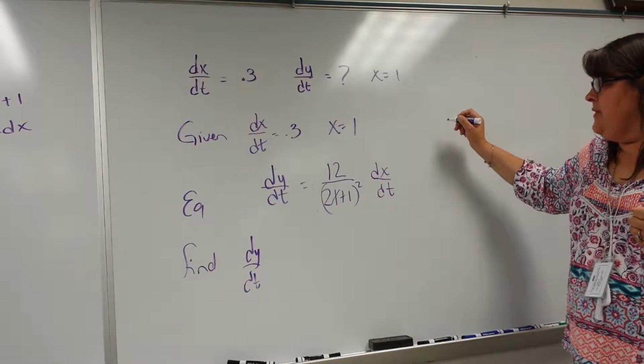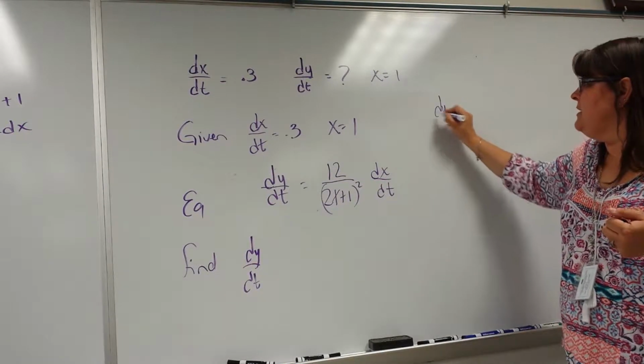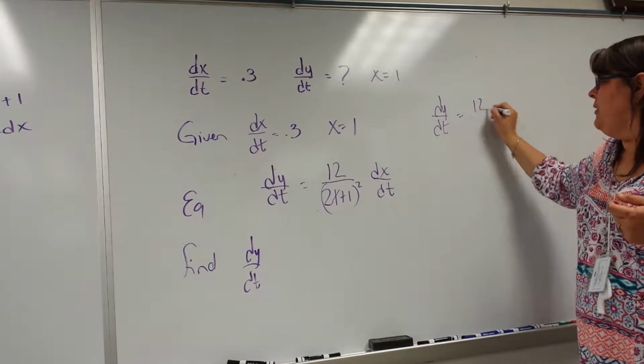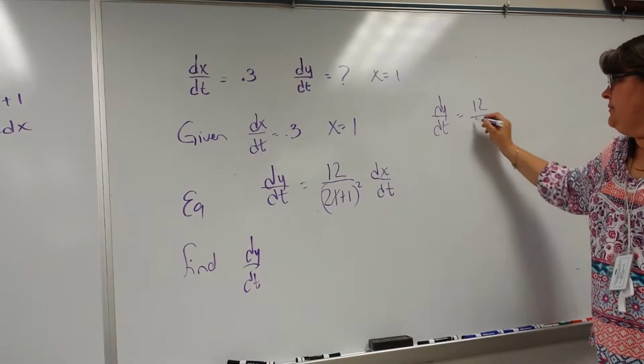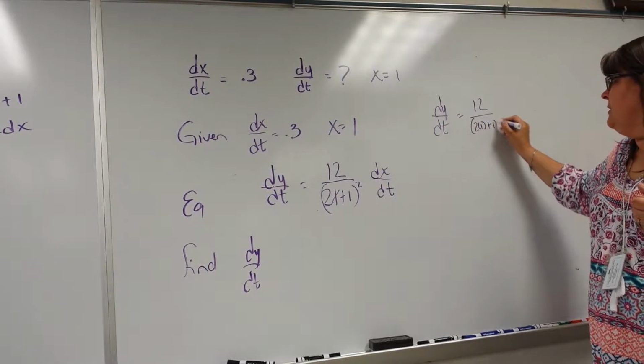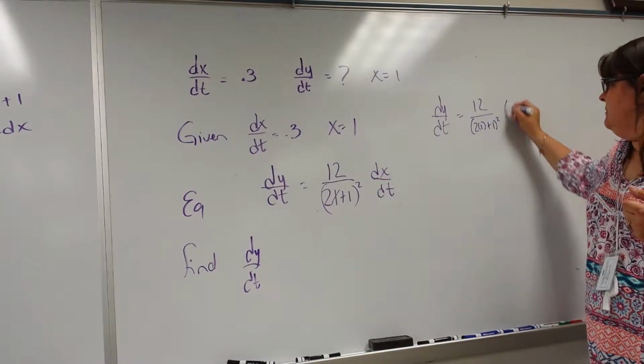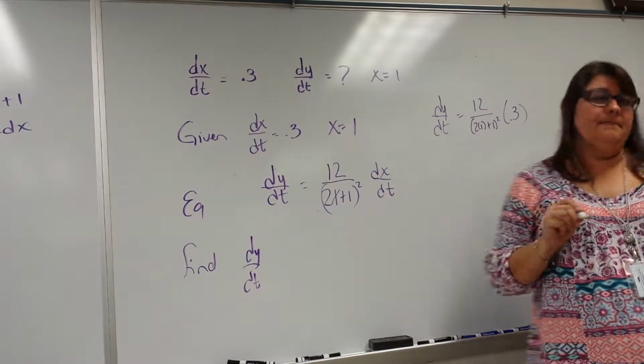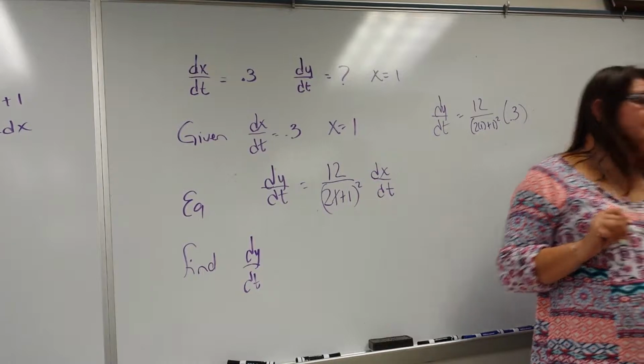So what would it be if I was plugging things in? I'm trying to find dy over dt. I've got 12 over 2 times 1 plus 1 squared, and then times 0.3, right? Yes. Clean her up a little bit.